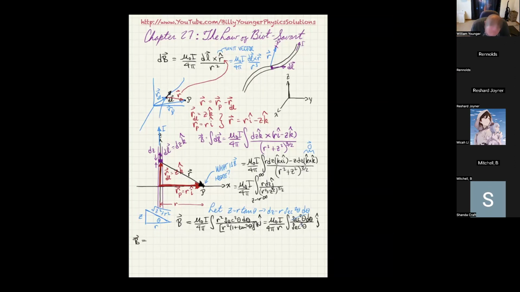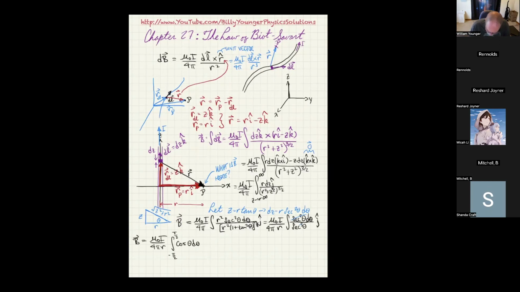So I now get B equals mu 0 I over 4 pi r times the integral of cosine theta d theta. Now I'm supposed to integrate from z equals negative infinity, which I think you can realize is negative pi over 2, to positive pi over 2.